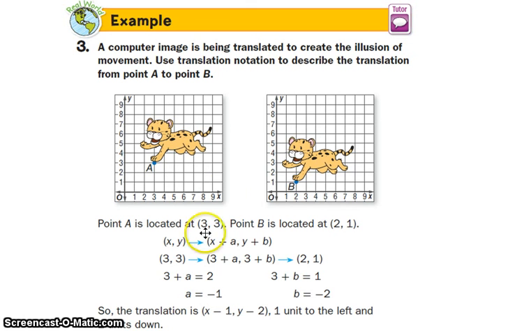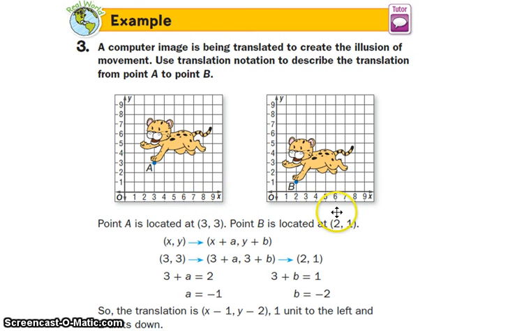They're going to give us 2 figures, and one has already been translated. What they want to know is to use translation notation to describe the translation from point A to point B. If we take a look here, point A is at 3 and 3. Point B, the new point, is at 2 and 1. So what they want to know is what did you have to do to the x, right here, 3, to get to 2, the new x.